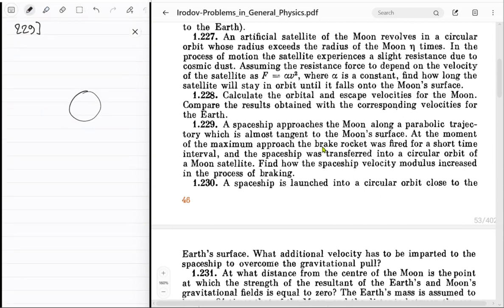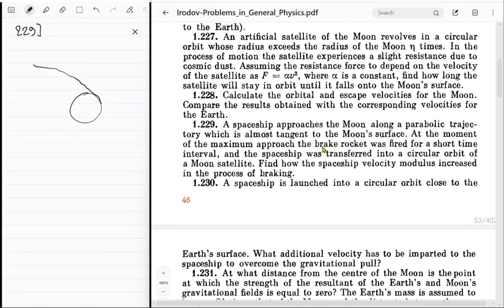This is weird. Okay, so it's like this. And what are they saying? At the moment of maximum approach. What do you mean by that? Maximum approach? The brake rocket was fired for a short time interval, and the spaceship was transferred into a circular orbit of the moon. Okay, find how the spaceship velocity modulus increases in the process of braking.